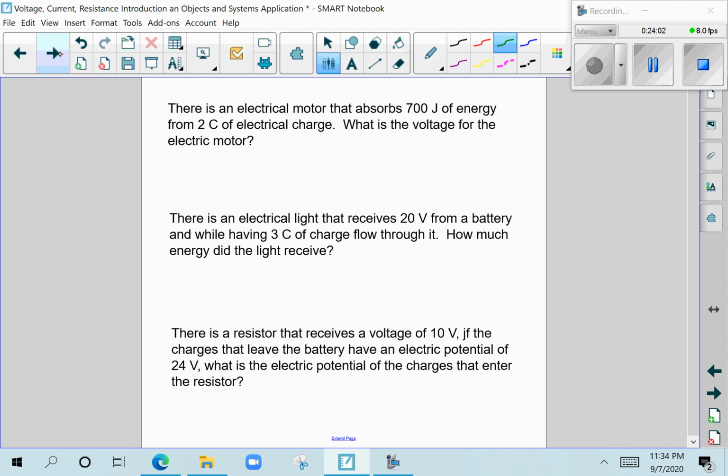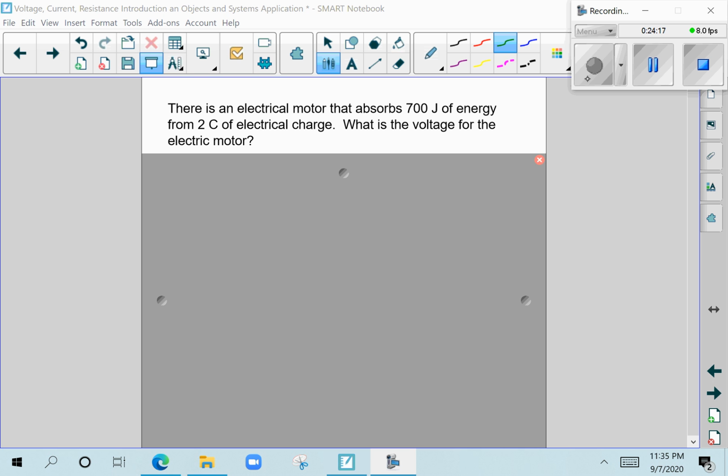So here we have a couple of practice problems on the concept of voltage. Just try to solve them through. Again, just like before, I'm going to pause the video so you can do the work on your own and see how you did. For the first question, I have an electric motor that absorbs 700 joules of energy from 2 coulombs of charge. I simply want to calculate the voltage of the motor. So this absorbed 700 joules, which was being delivered by 2 coulombs of charge. I just want to find that voltage.